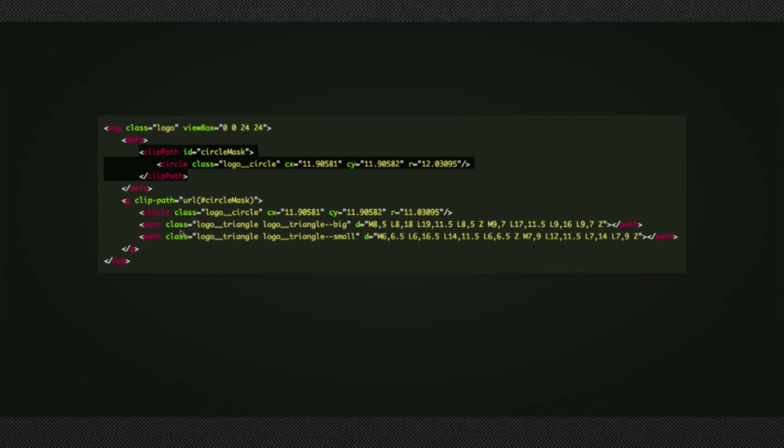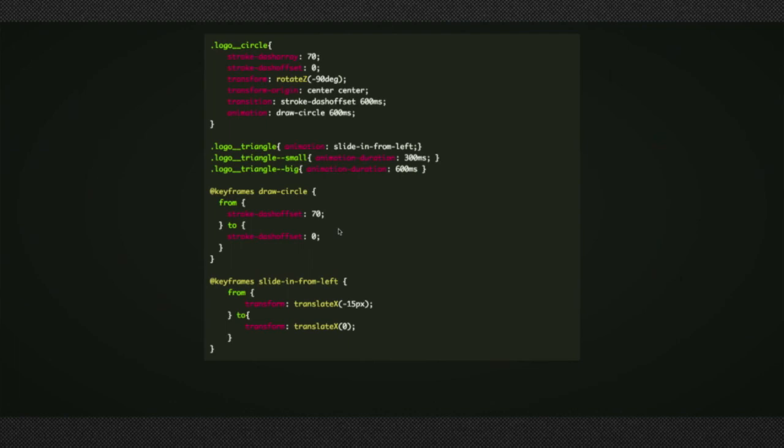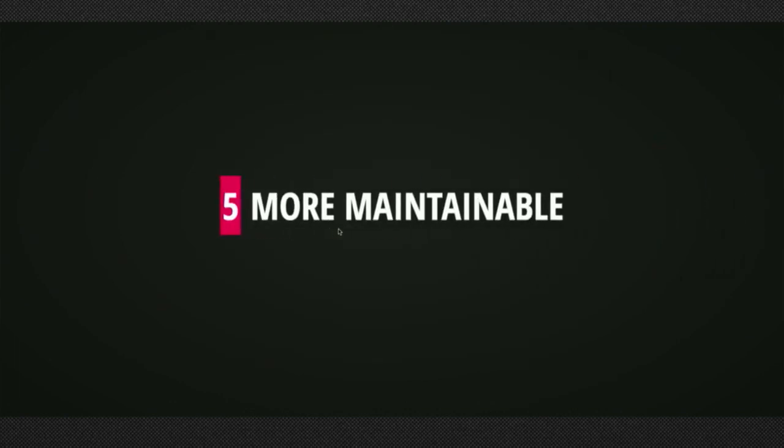And then I put classes on the circle and the big triangle and the small triangle so I could style them individually with CSS. This isn't the full CSS. I had to kind of crop it to make it fit on the slide. But the circle, we're animating the dash offset again from 70 to 0. And then the triangles, we're translating the X at different animation durations, so like that.